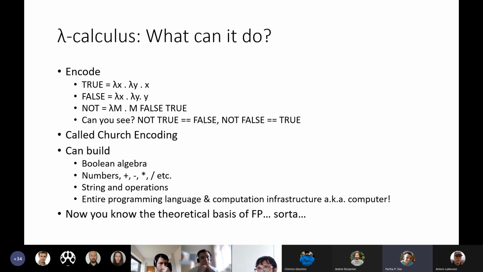And let's define not as this lambda term. Just blindly define it. Don't think, just stay with me. Now, can you see why not of true is false, and not of false is true?